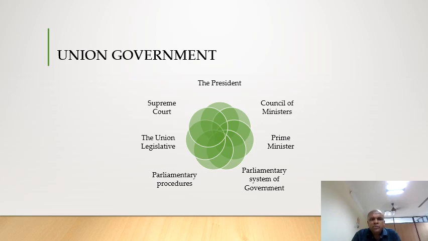Let us discuss the union government. The union government we have displayed in the picture: the president, council of ministers, prime minister, parliamentary system of government, parliamentary procedures, the union legislatures, and the Supreme Court. These are the union government.